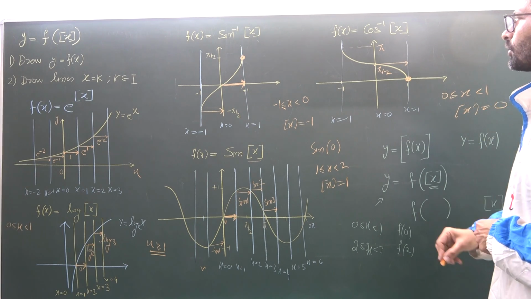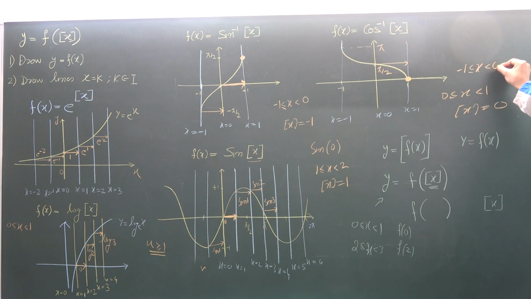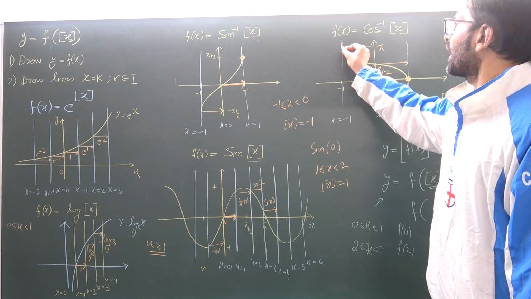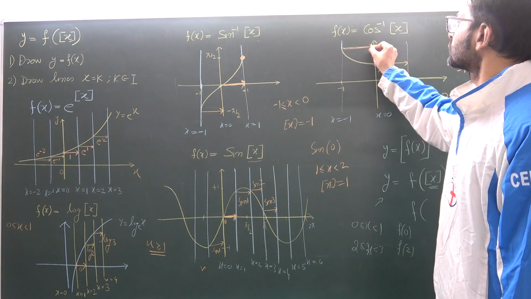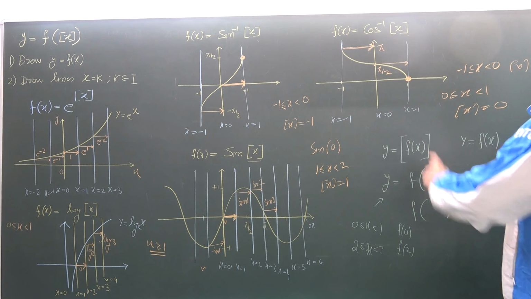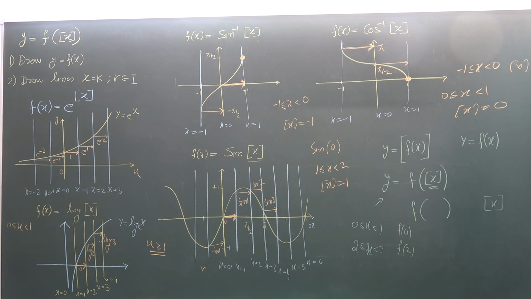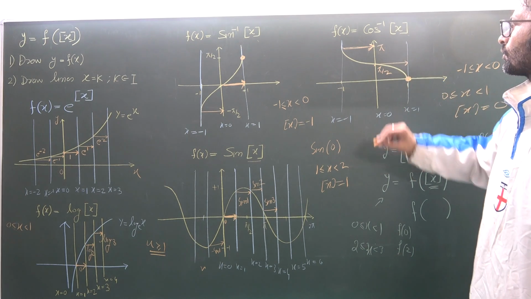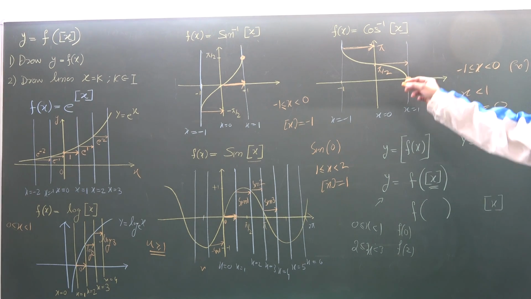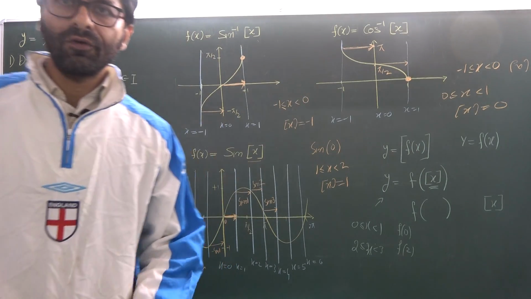This is my output. If x is between minus 1 to 0, the greatest integer of x is minus 1, and cos inverse of minus 1 means pi. So between minus 1 to 0, the output is pi. Between 0 to 1, pi by 2, and exactly at x equals 1, your answer is 0. There are two discontinuities, at x equals 0 and at x equals 1, left hand discontinuity. Okay, done. We have hopefully covered everything.